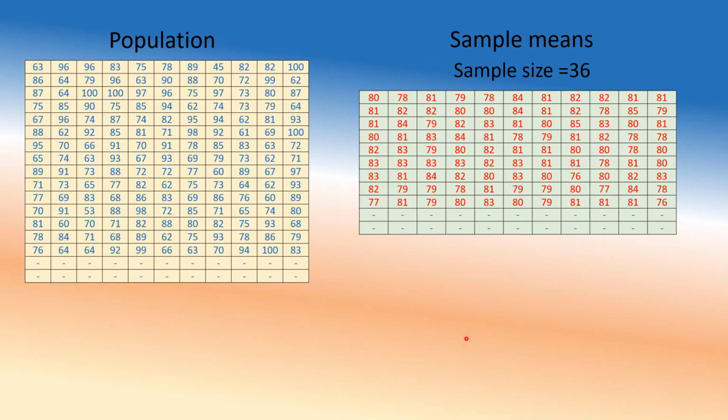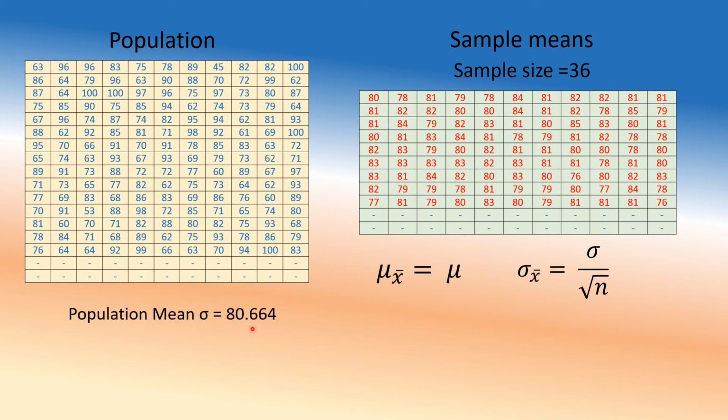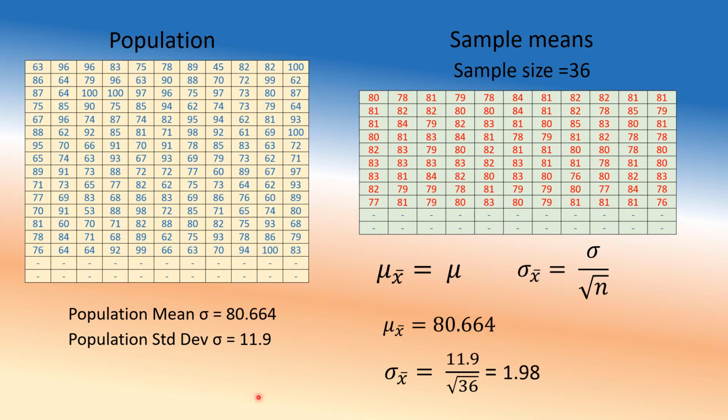So what we've done so far: here's a population, and these are sample means, again of size 36. We determined that the mean of the sample means is mu, the population mean, and the standard error, not deviation, is sigma over square root of n. For our population, the mean is 80.664 and sigma is 11.9 from the Excel file. So the mean of the sample means will be the same, 80.664, and the standard error will be 11.9 divided by 6, which is 1.98.